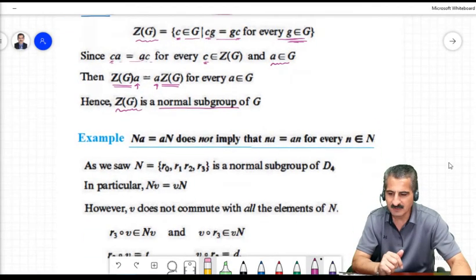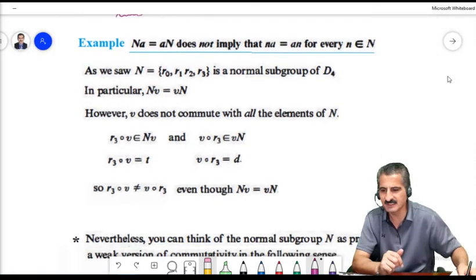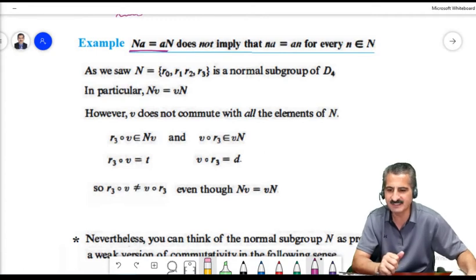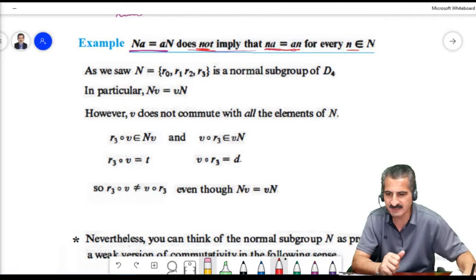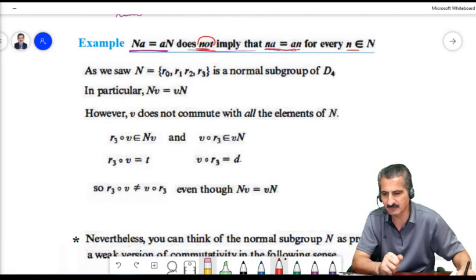Okay. Now, in this example, we have already explained the idea. It says that if the left coset and the right coset of some element are equal, that does not imply that A commutes with all elements of N. No, that does not imply that. And we have seen an example actually. In particular, when we chose N, here is the example I talked about already. NV equals VN, but R3 is from N.